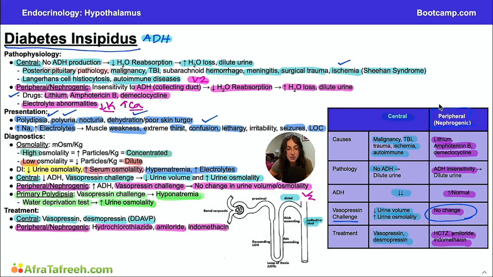So if they ask you about the underlying mechanism for peripheral nephrogenic diabetes insipidus, because you watched this video, you're going to know that the correct answer is going to be something like insensitivity to ADH at the collecting duct, or something to do with these V2 receptors. That is going to be the underlying pathology for her peripheral or nephrogenic diabetes insipidus.